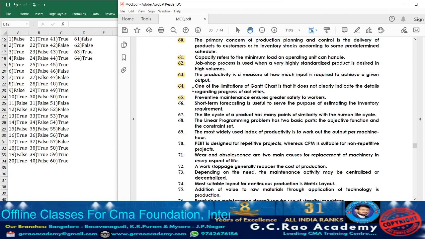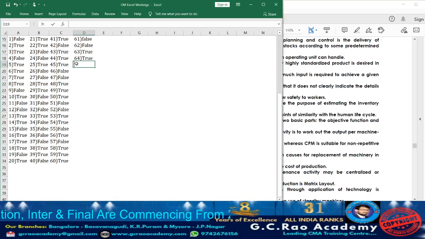Now let us move on to statement 65. What they are telling? Preventive maintenance ensures greater safety to workers. Yes, because it is going to avoid the sudden breakdowns. As it helps in avoiding the sudden breakdowns, so accordingly, the statement 65, whatever they are given, it is true.